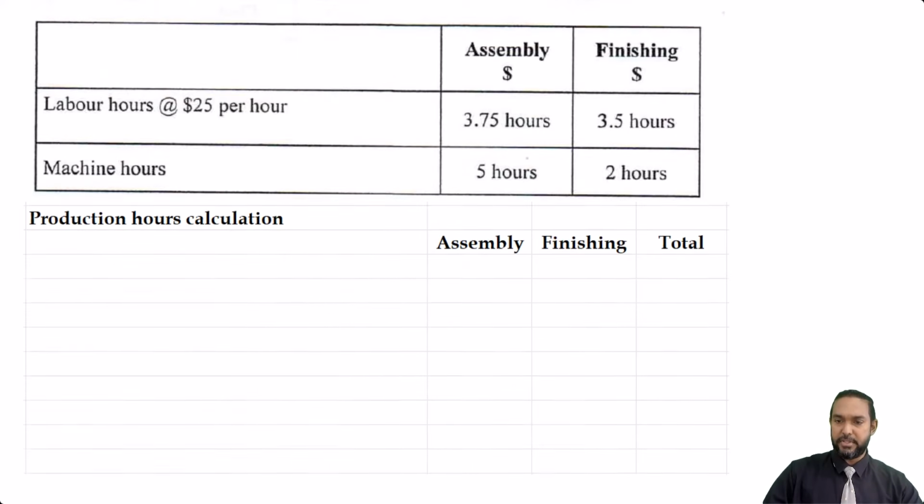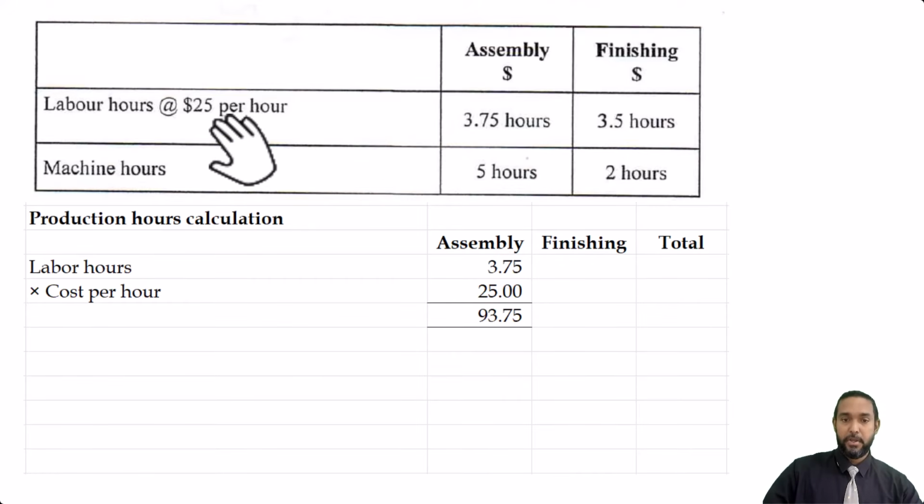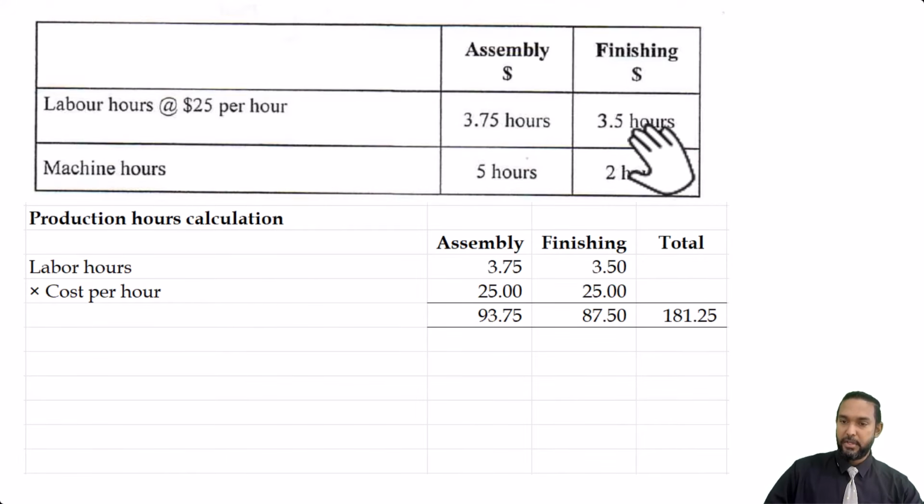So let's talk about the assembly first, right? All right, so let's put in some figures. So labor hours, cost per hour. Let's deal with the assembly. So labor hours, you had 3.75, and you're multiplying by 25 per hour, which is going to give us 93.75, okay? For finishing, we have 3.5 hours by the same 25, which gives us 87.5, and you add across for the 181.25, right?